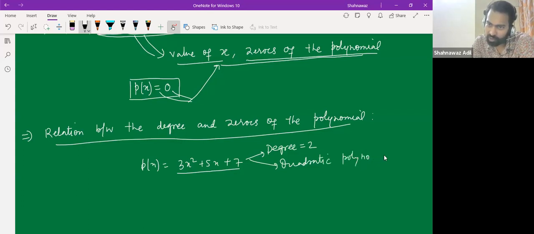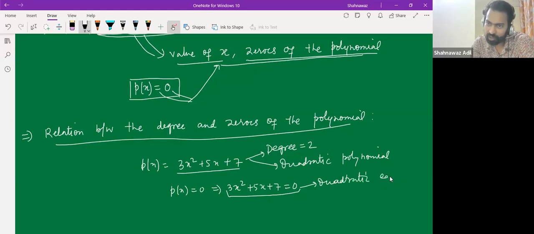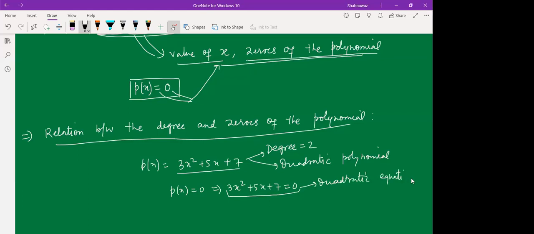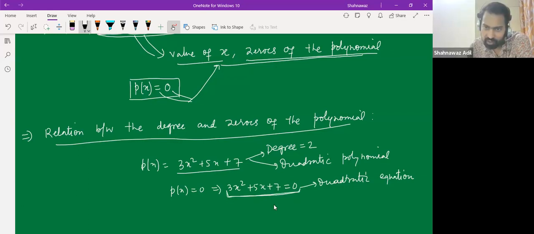But what I do is that I want to have the solution. So I equate it with a 0, which means that 3x squared plus 5x plus 7 equals 0. So now this has become an equation, and it will be called a quadratic equation, right? So this quadratic equation will have two zeros.